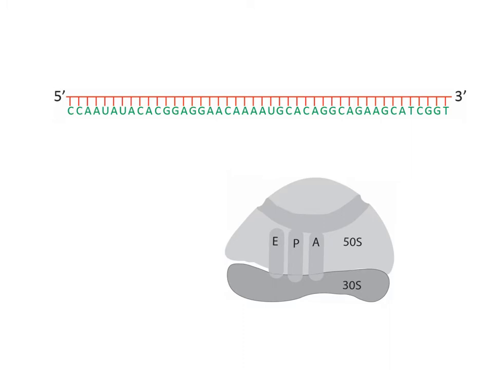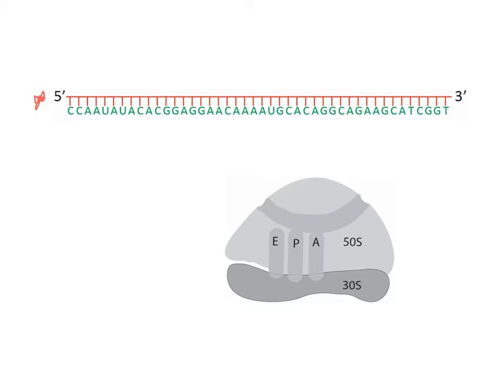So here's the 5' end of a possible messenger RNA. It's the same sequence that we started with earlier in the video when we were looking at transcription initiation. So how's this going to be translated? Where's translation going to start? Where's translation going to finish?